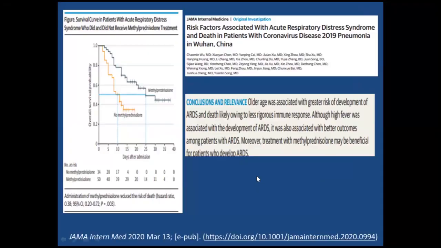However, this retrospective study, a large case series from China, in patients who had ARDS, you can see there's a clear difference between those who got methylprednisolone and those that did not. You can also see that this was a significantly different number. So perhaps corticosteroids may work, but then again, this is retrospective data.